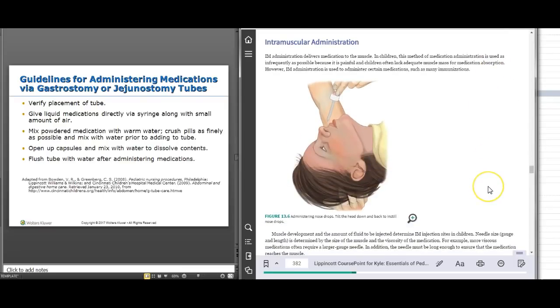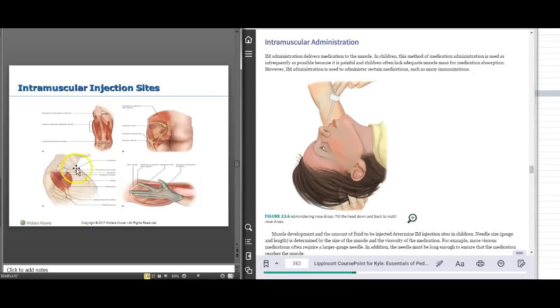All right, so then let's talk about IM administration. Unfortunately, you have to give shots to babies.